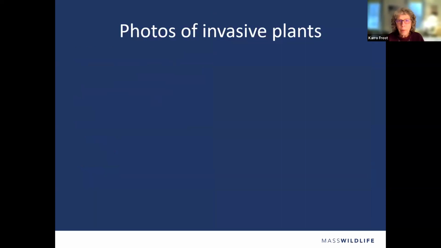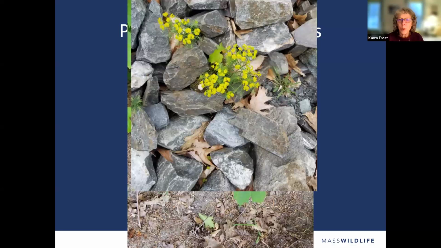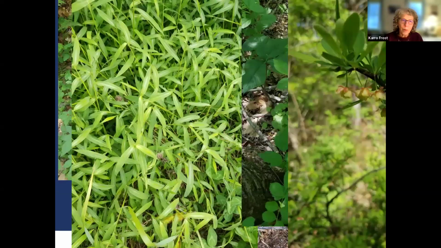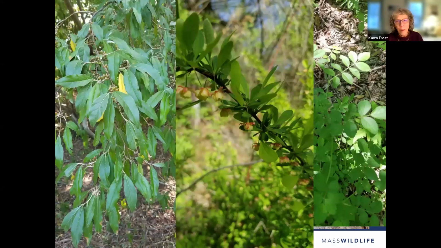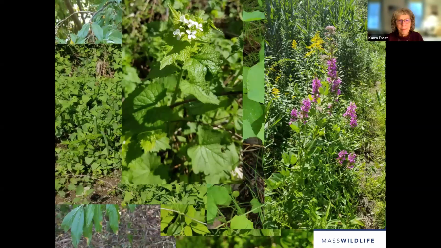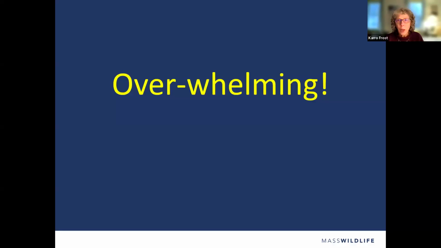So we've got a couple of photos here of some invasive plants: Norway maple, cypress spurge, goutweed, Japanese stiltgrass, multiflora rose, barberry, autumn olive, etc. It's overwhelming, no question. Lots and lots of plants there. That's not even all of them. That's only some of them that I was able to find pictures of quickly.